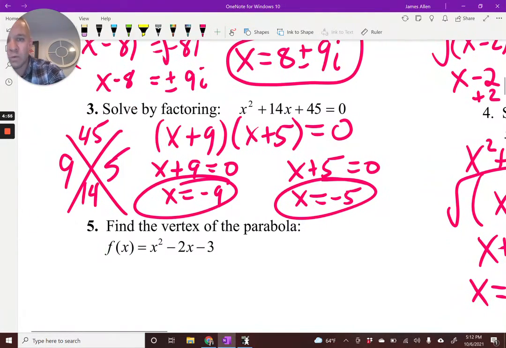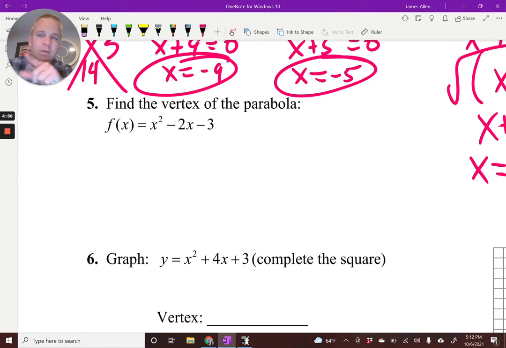Ooh, find the vertex of the parabola. Awesome, wonderful. I need some water.